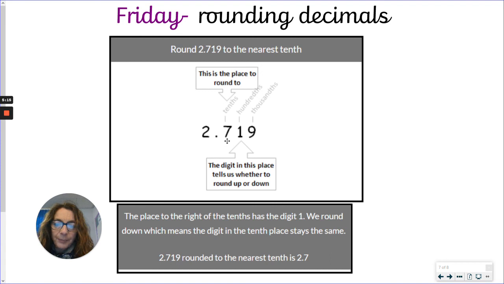We might underline that or circle that. We look at the digit to the right, which in this case is the hundredths. Because that digit is a 1, we know that it would stay as a 7. We're not going to round it up. So the answer would be 2.7. And it's important that if we're rounding to one decimal place, then our final answer must only have a digit in the first decimal place and nothing after it. So Friday is all about applying the rules of rounding to decimal numbers.